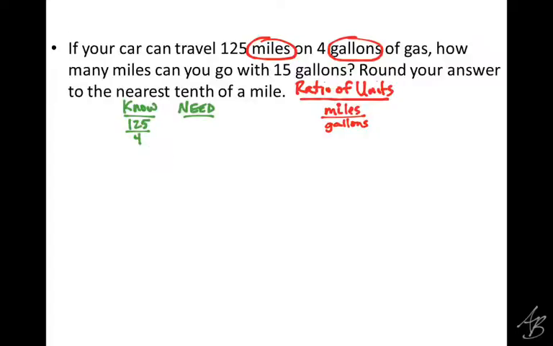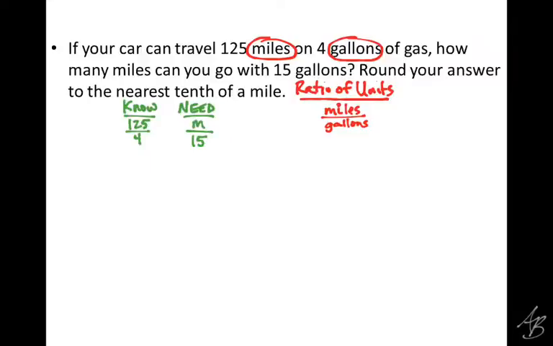All right, in the other ratio, we have something that we know, but we also have something we need to figure out. What is the one that we know? What's the number that we know for the question? It says, how many miles can you go with 15 gallons? So what do we know? We have 15 gallons, right? Where's that 15 gallons going to go? Does that go on top or bottom? That goes on the bottom, and then the question's asking how many miles. Miles goes on top, and we don't know that, right? So what do I put there?